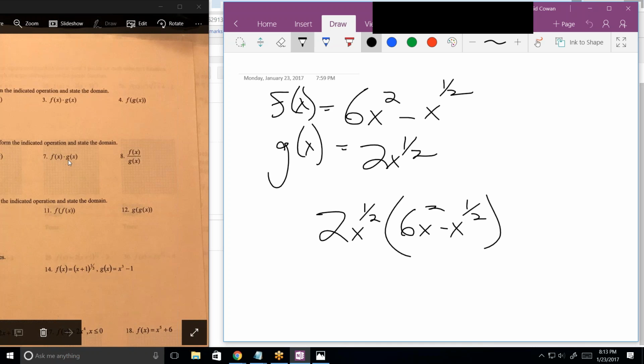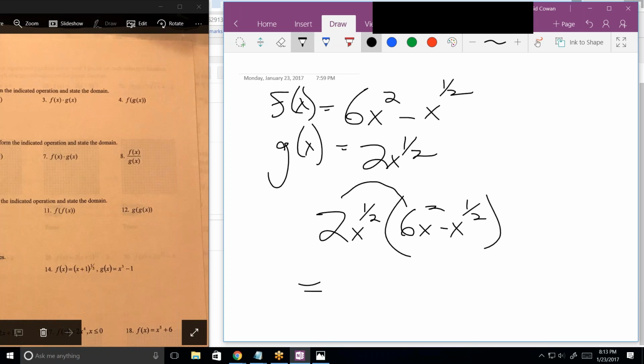f of x times g of x. Notice the first thing I did was switch them. In other words, I got g of x times f of x. The reason I did that is because it's easier thinking about this as distributing the 2x to the 1/2 to both terms. So when I multiply that times that, what do I get?